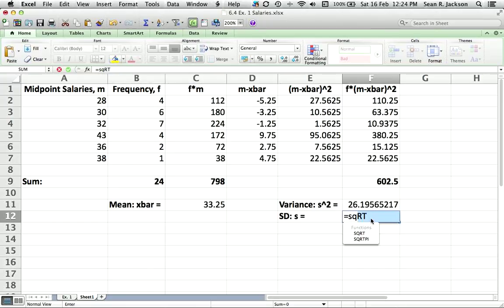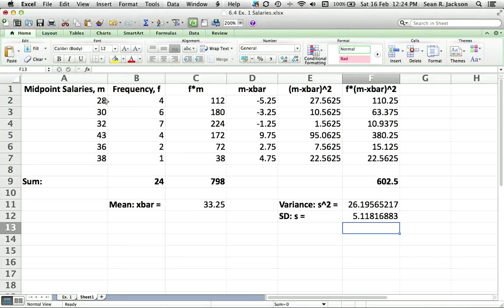The standard deviation is just the square root of the variance, so you just type in your equals, sqrt, select the cell, close the bracket, and hit enter. Okay. So now we've got our standard deviation for the sample is 5.1 or 5.12, depending on what you want to say. We've got our variance, we've got our mean, and we're good to go here, Mr. Jackson.